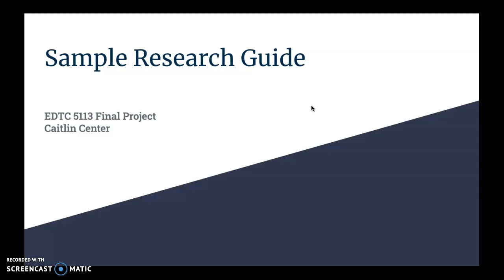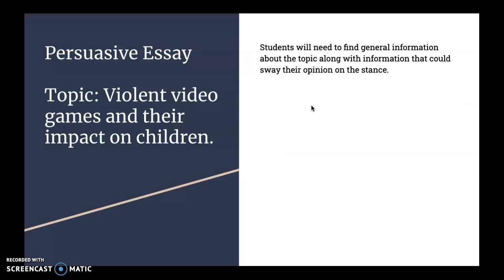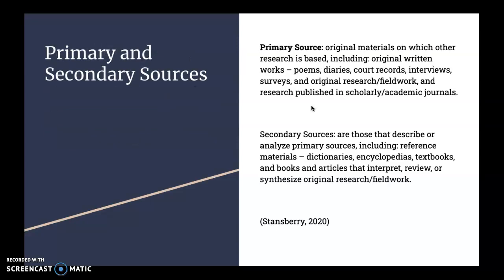a good starting point. So for this sample, I was going to have an example of a student doing a persuasive essay, and their topic would be violent video games and how those affect children. They have a negative or positive effect on them. So for a persuasive essay, students need to take a stance, so they need to gather general information about the topic along with information that they could use to sway an opinion.